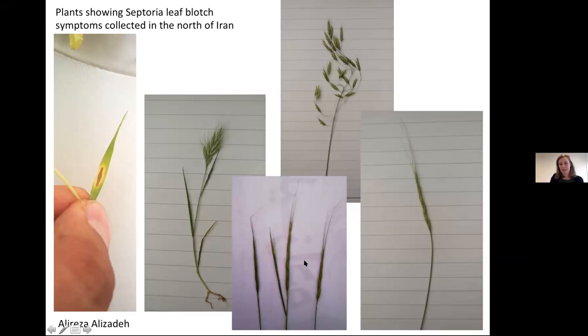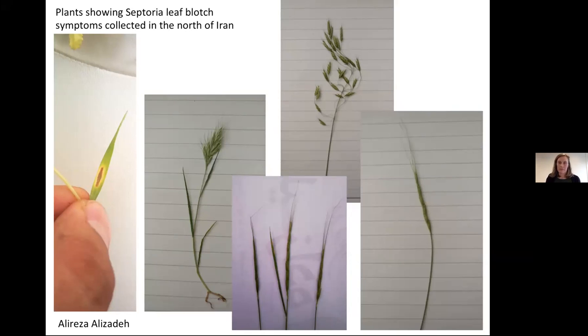So you will see here, this is Aegilops tauschii, which is an ancestral species of wheat, and that also bears symptoms of Septoria tritici. And I will not talk about that today, but we have actually on these wild wheat species found a subspecies of Septoria tritici that is very specific to these wild wheat species here.